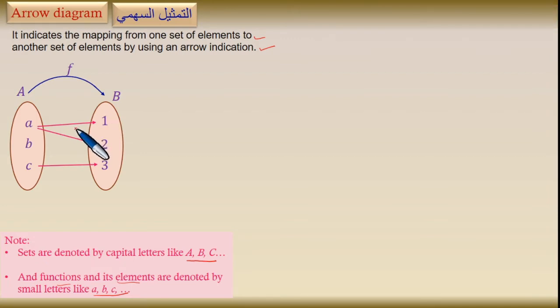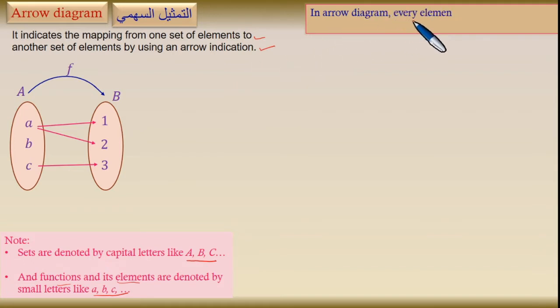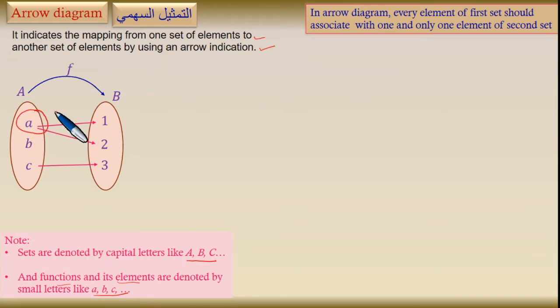So now let me understand by the definition or statement given for an arrow diagram. What does it say? In an arrow diagram, every element of the first set should associate with one and only one element of the second set. The same thing is given in a different way for an arrow diagram. Here the element a is associated with two elements, right? So therefore this relation is not a function.